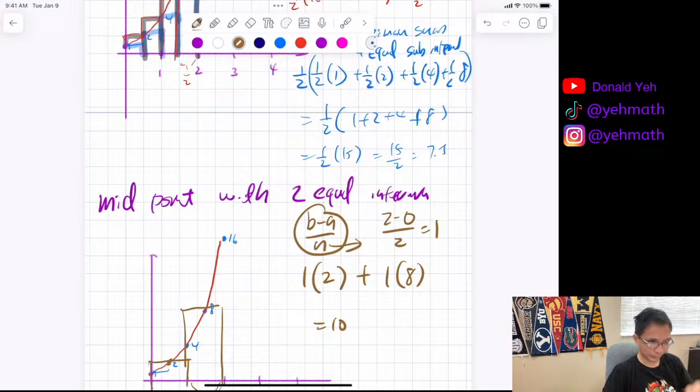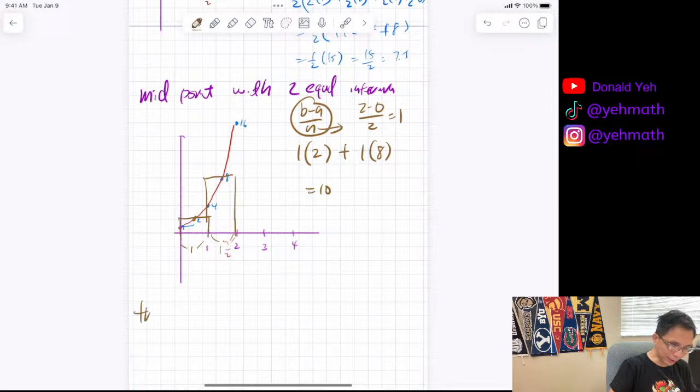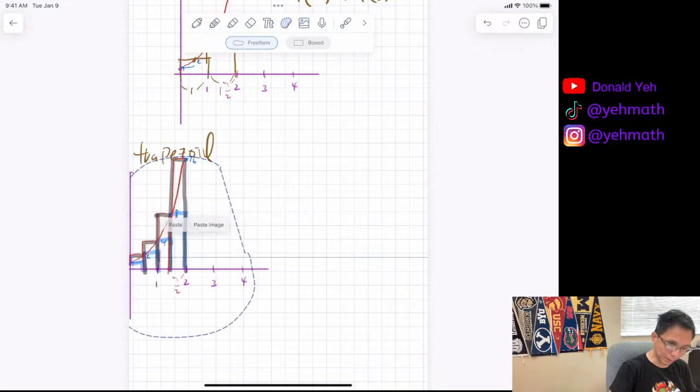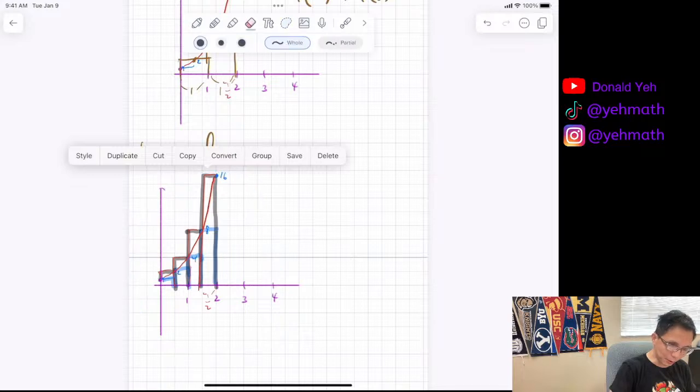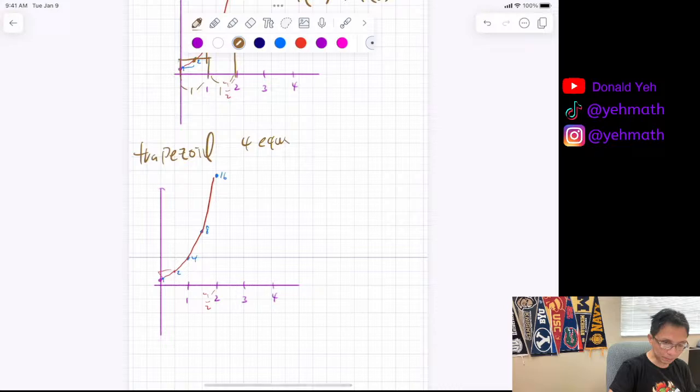Alright, okay, next one. Trapezoid rule. Now I'm going to try to be as efficient as with this one, so I'm going to copy and paste this. So instead of doing this, I'm going to do the trapezoid rule, and I'm going to do 4. The trapezoid rule is the best because it's the closest approximation you can get. So I'm going to do 4 equal intervals, and this is the trapezoid rule.